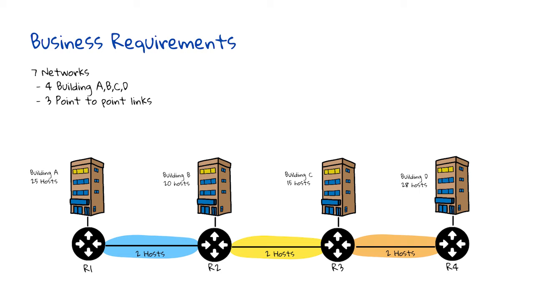Our block size is going to increment in 32s. The formula was 256 minus the subnet mask, and in our case, it is 224. And 256 minus 224 is going to give us 32. So our networks are going to increase in 32s: 0, 32, 64, 96, and 128.